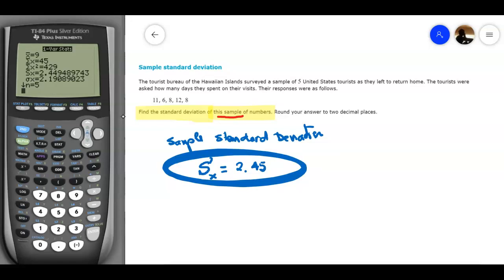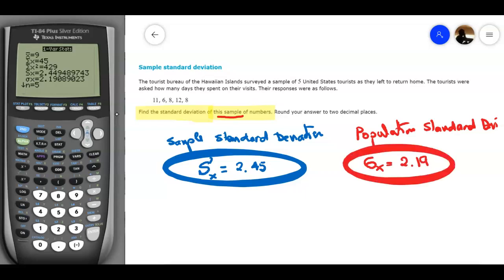Now let me tell you as well about the population standard deviation. All right, so the population standard deviation is this sigma x that you see, 2.1908. So this is the sigma x, and you're going to be 2.19 basically, right? So now this is not your question, right?